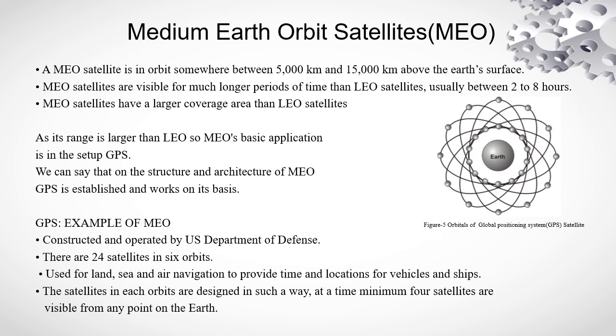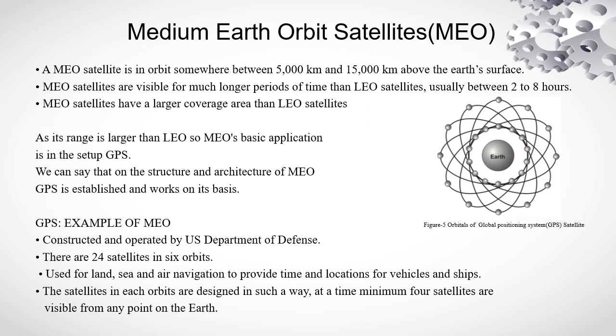We can say that the structure and architecture of GPS is established on MEO and works on its basis. GPS is an example of MEO, constructed and operated by the US Department of Defense. At the start of the establishment of GPS, it was only used by the US Department of Defense, but now it is available in each and every cell phone and every individual can use it.